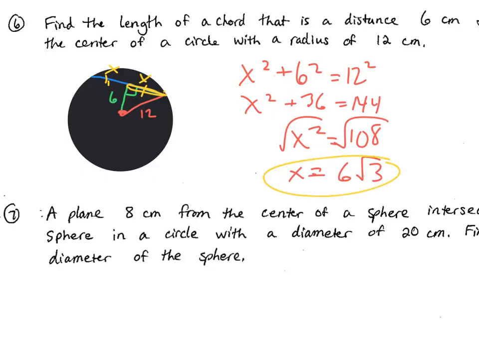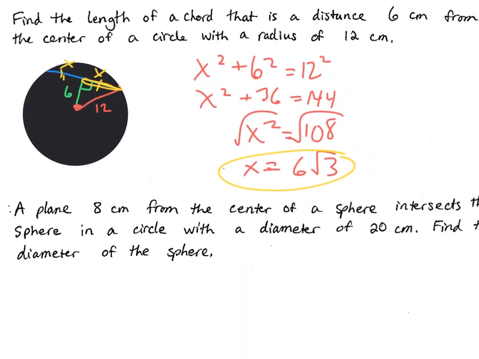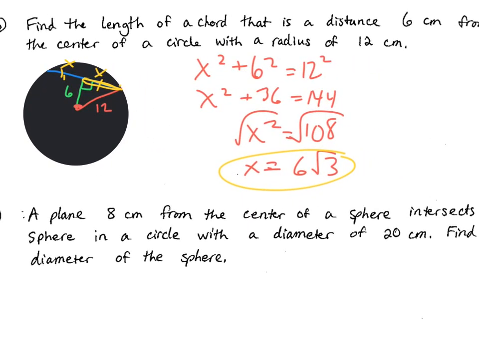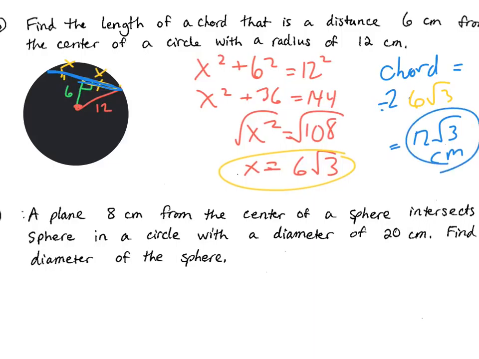But I'm not done yet. The question actually asks to find the length of the chord, and note that the original chord I was trying to find is actually 2 times the length of x. So I'm now going to say that my chord is equal to 2 times 6 radical 3, giving me altogether 12 radical 3 centimeters, I believe, is what the units were.